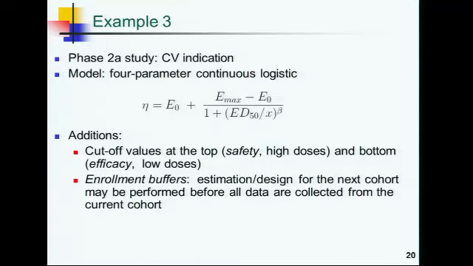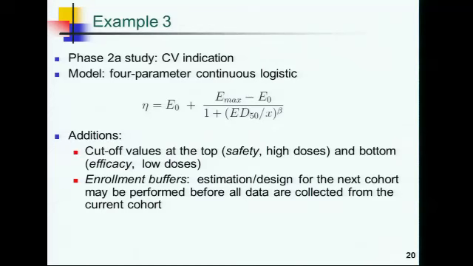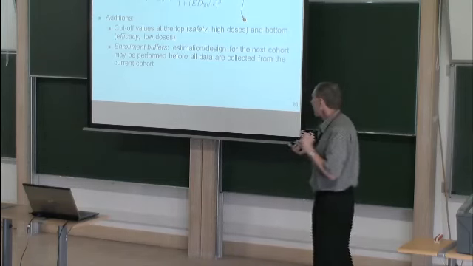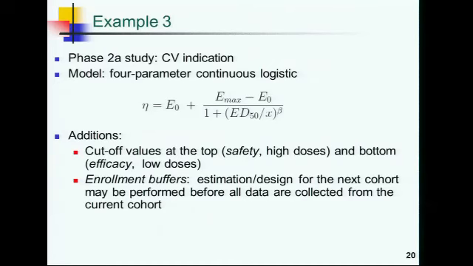The third example is very similar to the first, but we added the E0 parameter. It was a continuous logistic model. It was not unnatural to assume that it equals 0. The peculiarity of this study was adding cutoff values at the top and at the bottom. We don't want to select doses which are too high, which give a response which may be close to the upper asymptote. And we don't want to give doses which may be too low, where the doses may be not efficacious. And another thing, we introduced what I called enrollment buffers.